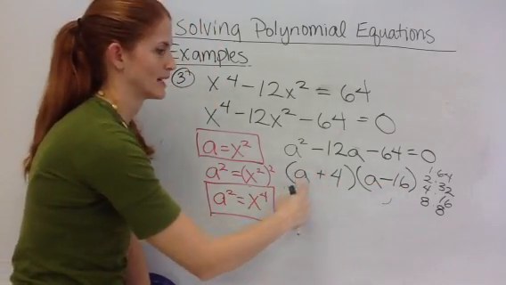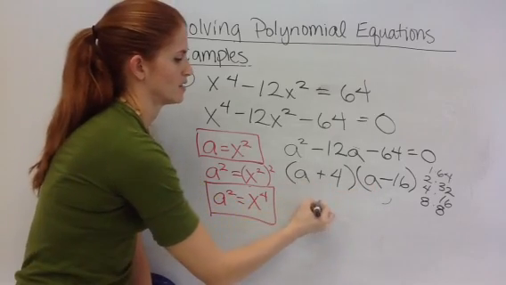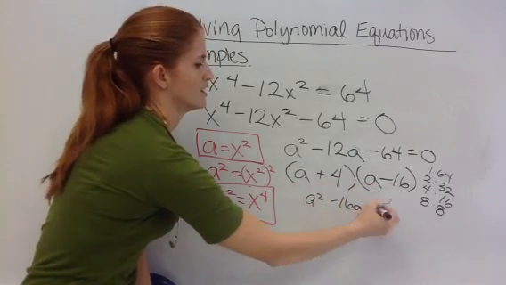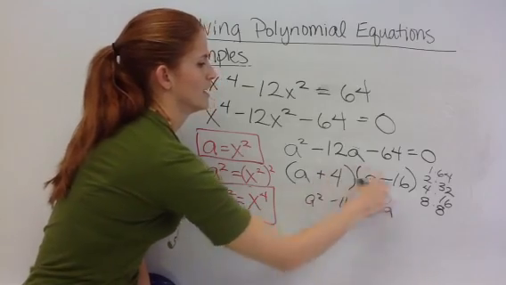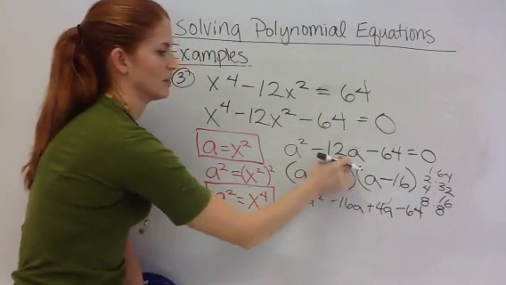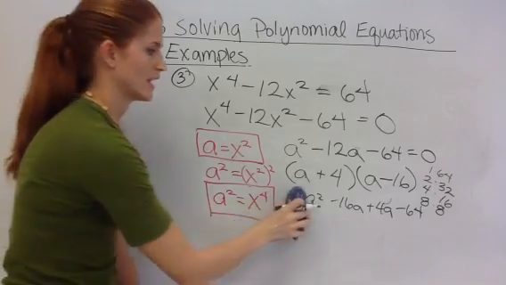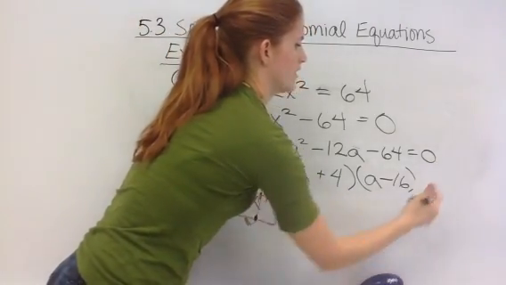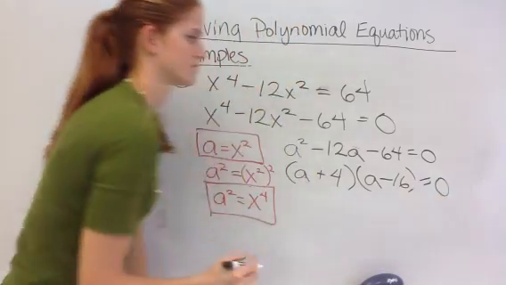So we're going to go ahead and FOIL back out just to check. A times a gives me a squared. This gives me a negative 16a. This gives me a positive 4a. And that gives me a negative 64. This in the middle is going to give me the negative 12a that I want. So I went ahead and factored correctly. And this equals 0 still.